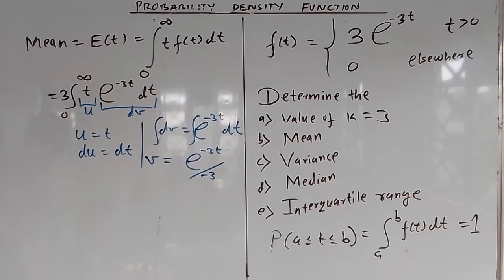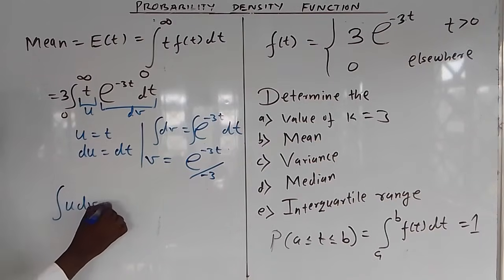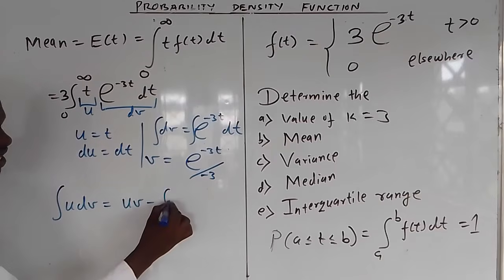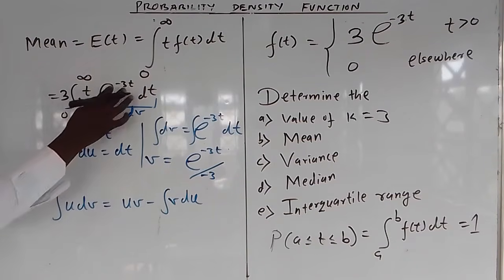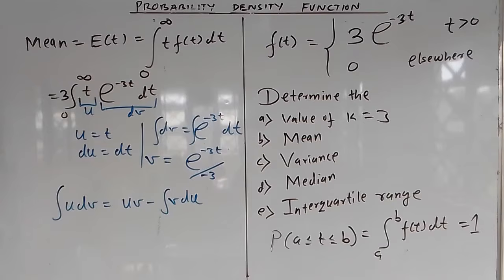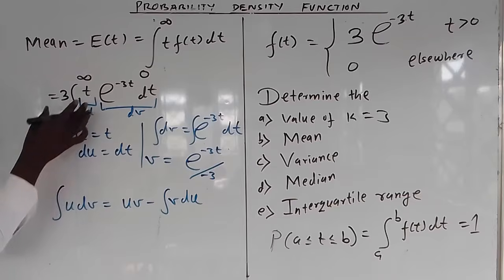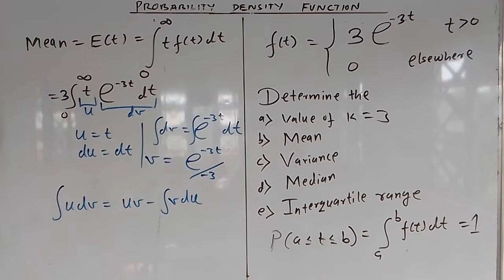Are we together? So from there, what do you know? The integral of u dv is always uv minus the integral of v du. Are we together? So start substituting. Your u dv is what? T exponential. Remember there's 3 outside. Don't forget that, okay? We've not reached that part, but let us just join it as we go, isn't it? Are we together?